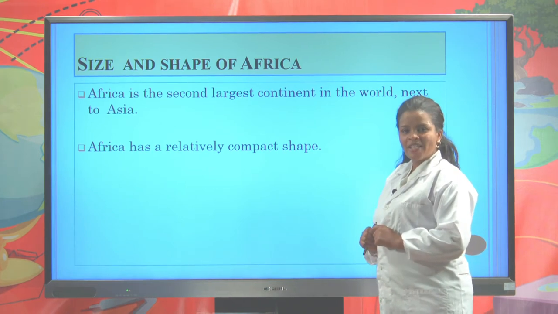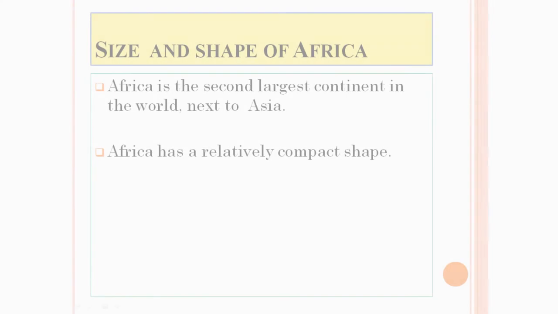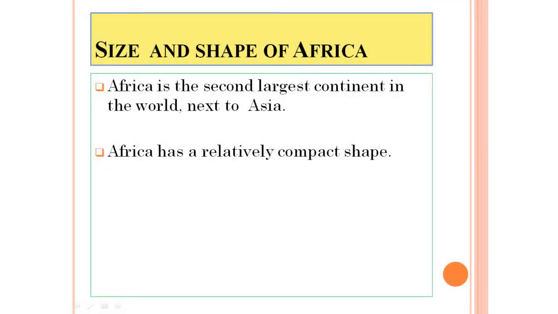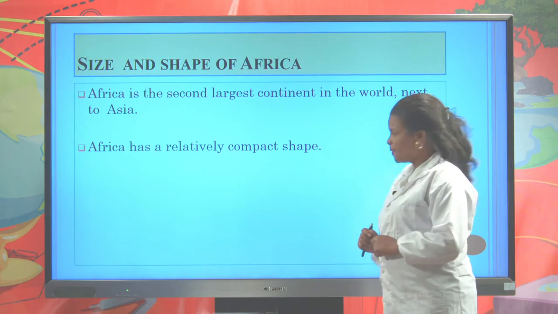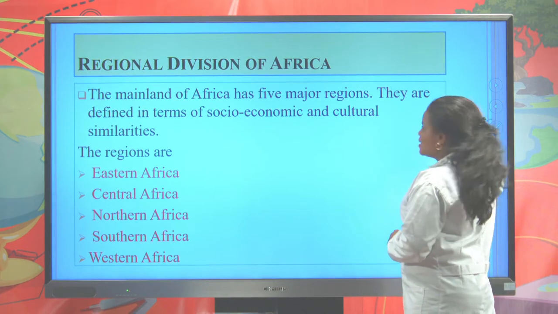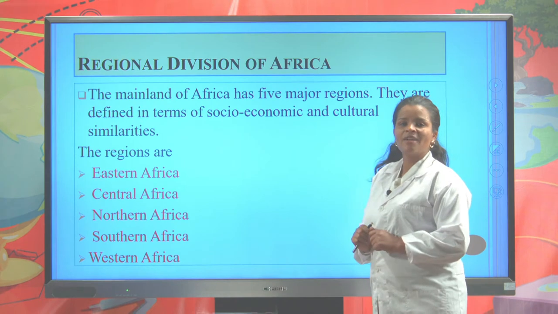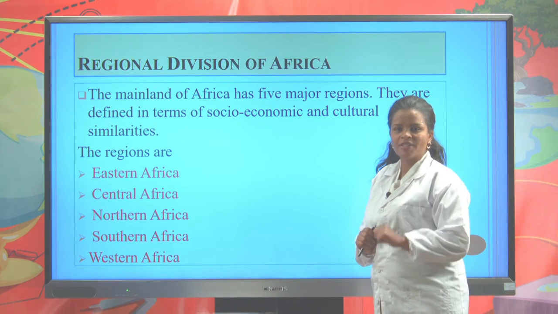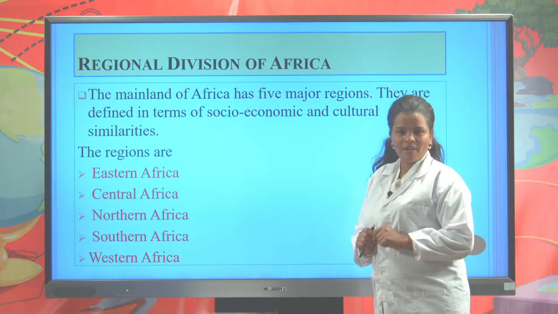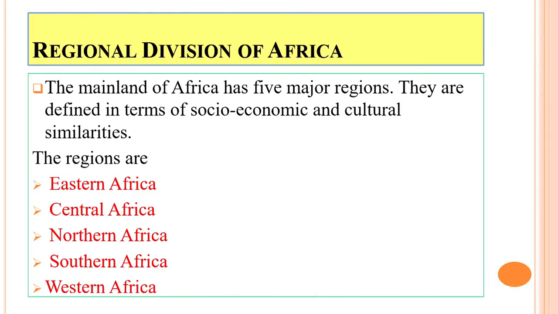Let's move to the size and shape of Africa. Africa is the second largest continent in terms of size, next to Asia, and it has a relatively compact shape. Based on this, the mainland of Africa is divided into five regions. These are Eastern Africa, Central, Northern, Southern, and Western Africa. This division is based on socio-economic and cultural similarities.